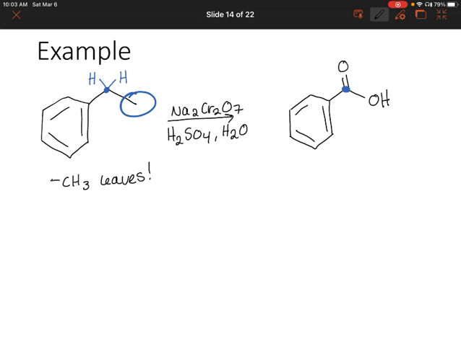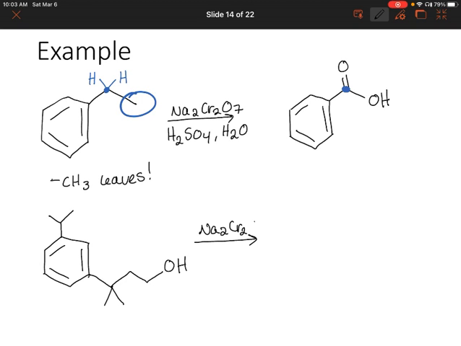All right, so let's look at another example. This time, let's say we have an isopropyl group coming off of one side, and then we'll have another, let's see, long chain with an alcohol group coming off of the other side. And again, we're going to add chromic acid. Okay, so try this on your own first. See if you can figure out what the product would be. And when you're done, you can unpause the video and we'll go over it together.